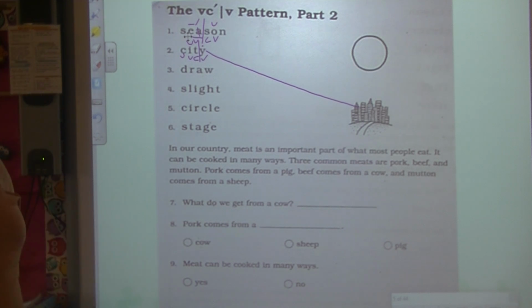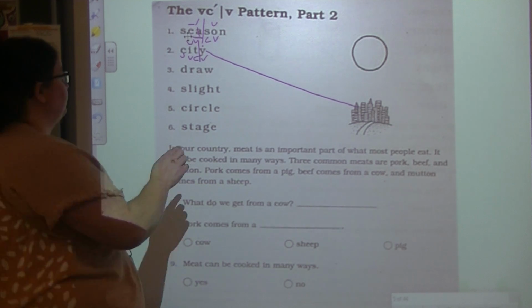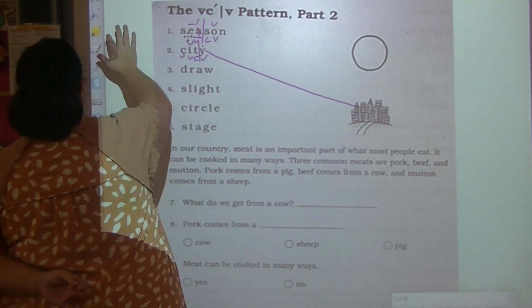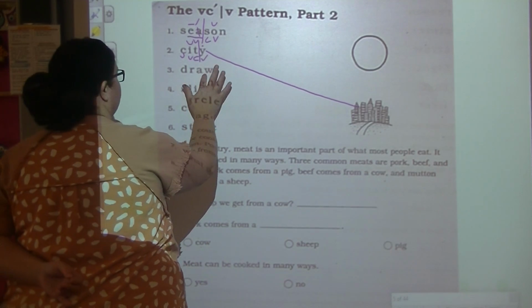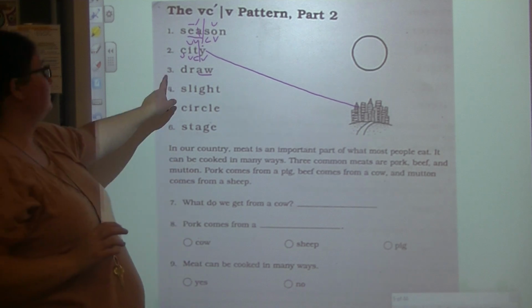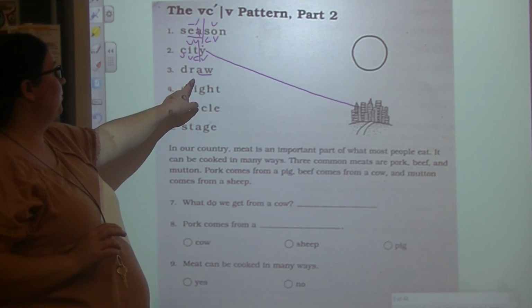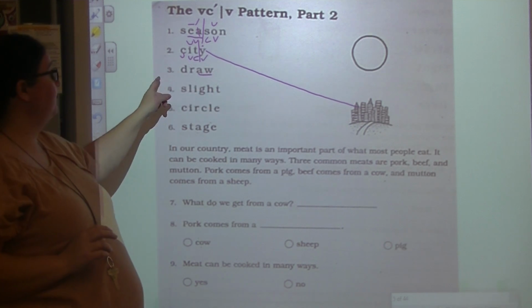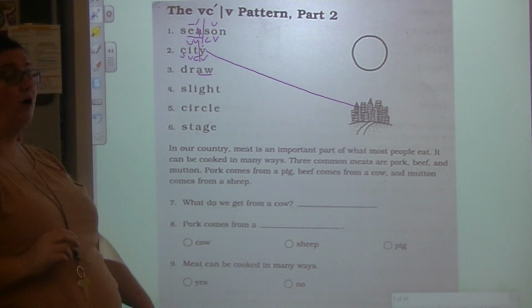Number 3, we have AW. Uh-oh. Try it again. There we go. Now sound it out. What word? Draw.